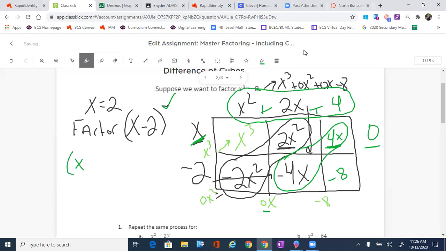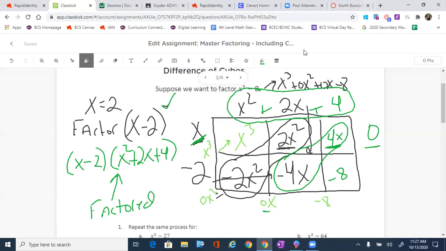So when we factor this, we know the answer would be x minus 2 and x squared plus 2x plus 4. This is factored. I can't go any further because I knew that there was only 1 real root, and in here must be the other 2, the imaginary complex ones.